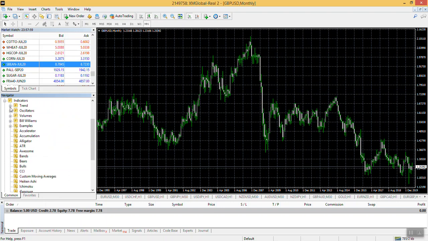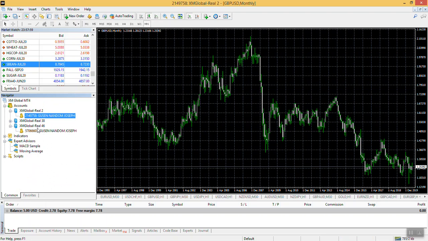Okay, now under the oscillators here, we have the MACD, momentum, force index, DeMarker, we have Bulls Power, Bears Power, and so many others. Stochastics, Williams Percent Range, and many others. We have the volume indicators, we have the Bill Williams indicators, we have some examples, and so many indicators. Okay, so this is the indicator list.